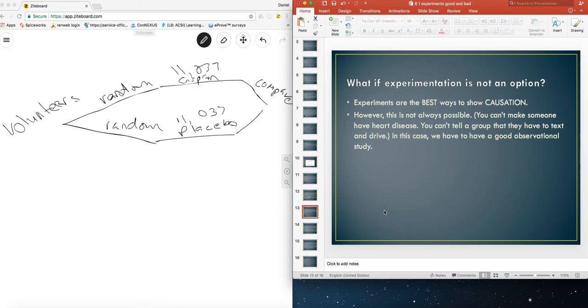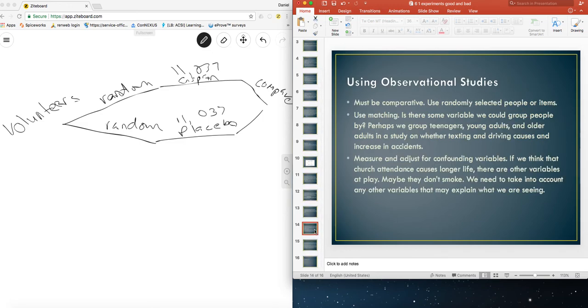So when ethics are a problem in forcing people to do certain things, you have to have a good observational study. This is what you have to have for a good observational study. First of all, it's got to be comparative. So you might randomly select who is in your group or what kind of items you're going to be looking at. You have to use matching.